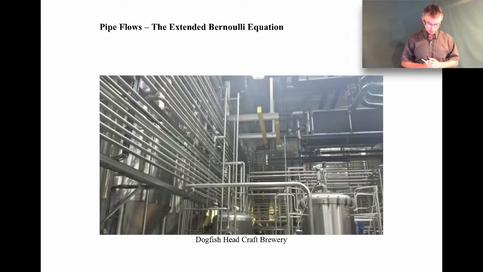So go ahead and take a look at your screen here. The picture I have here is of the Dogfish Head Craft Brewery. So it's a brewery, and some beer is obviously flowing through these pipes here. But you can see even in a smaller scale facility, you still have a lot of pipe flows going on. So it doesn't have to be a big chemical plant or gas refinery. Even smaller scale facilities like a brewery still have to deal with pipe flows.